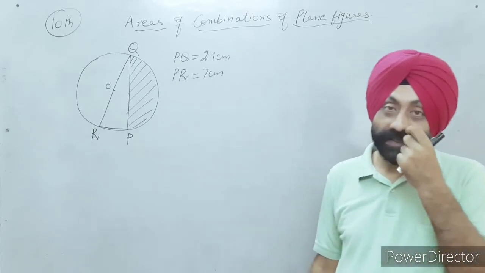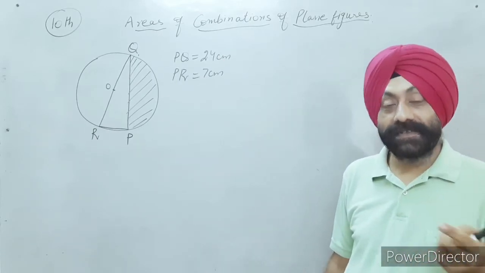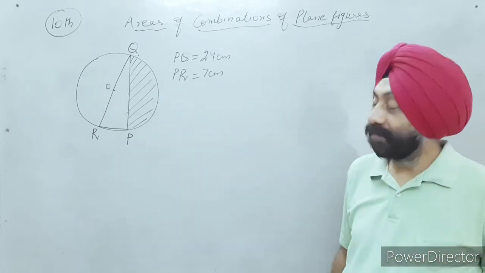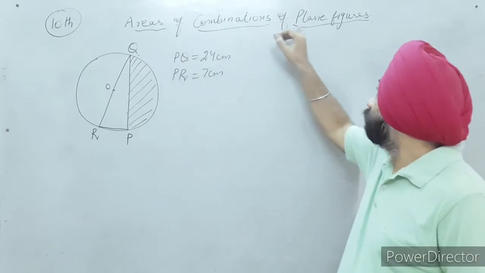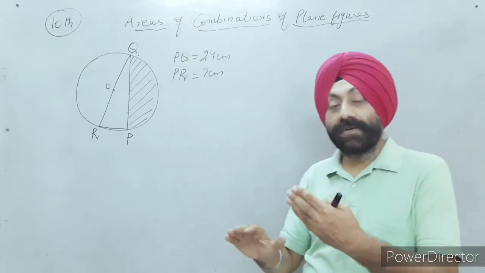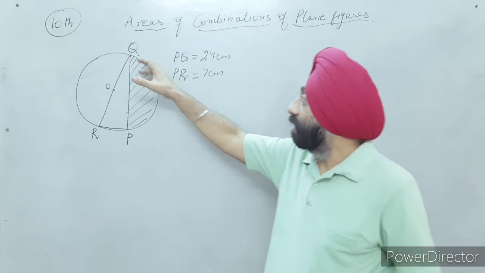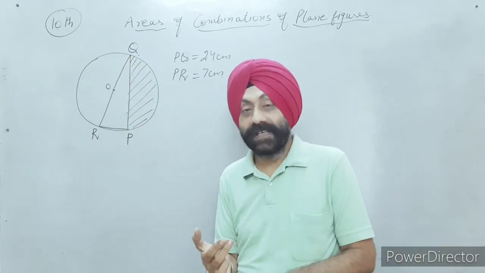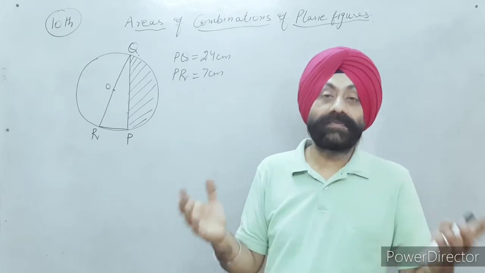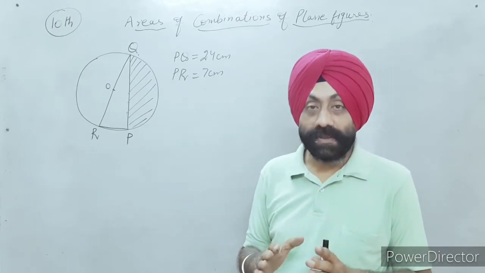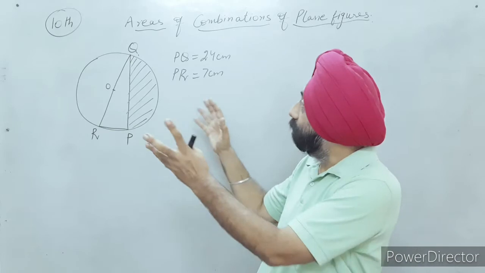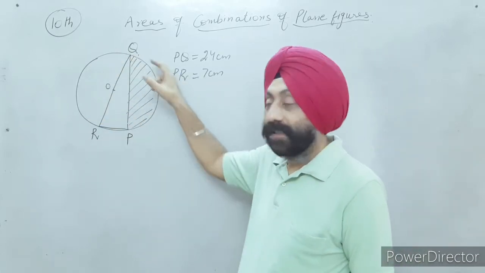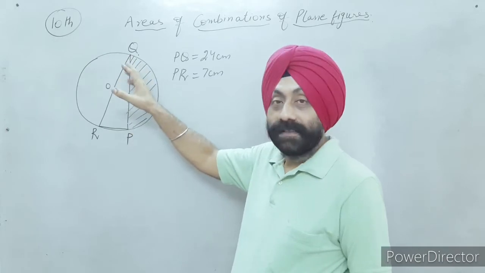Today I am going to continue with my chapter of areas related to circles from class 10. The topic from this chapter is areas of combination of plane figures. Till now we calculated the area of sector, area of major and minor segments, area of a circle, circumference of a circle and so on. Now today it will be a combination of plane figures. Just here it's a circle and a triangle, right?